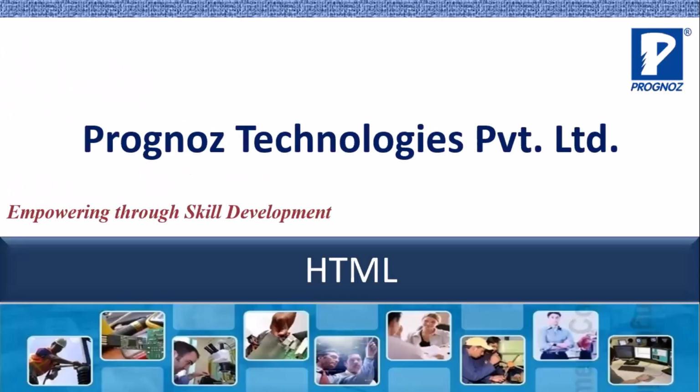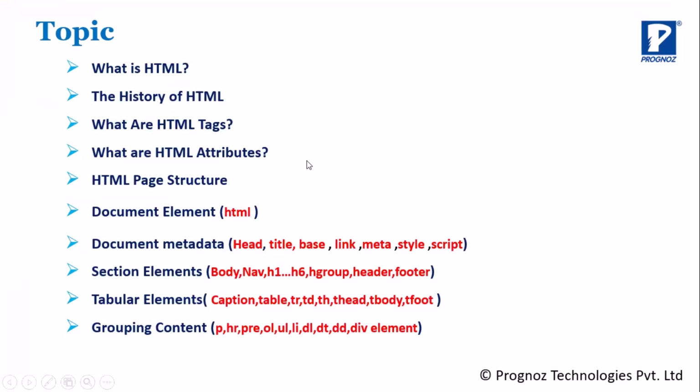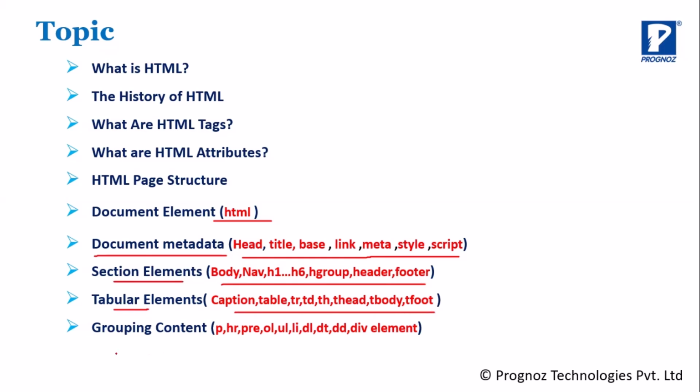In this module, we are going to discuss what HTML is, the history of HTML, what HTML tags are, what HTML attributes are, and HTML page structure. We need to talk about the HTML element or HTML tag, which is called the document element. Then there is a concept called document metadata. These are different types of elements: section elements, tabular elements, and another is called grouping content. These are the elements that come under grouping content.